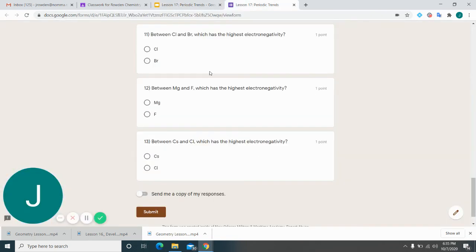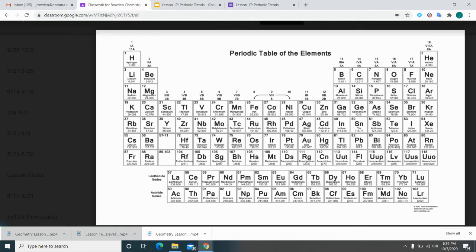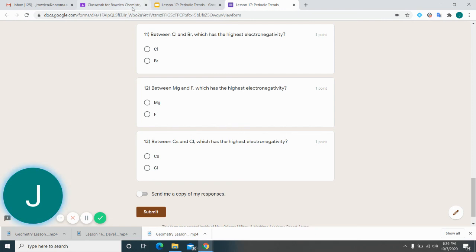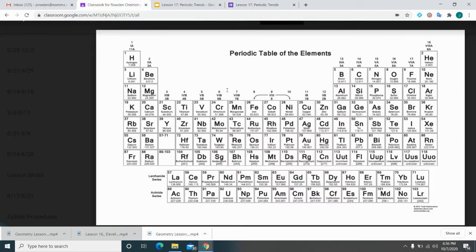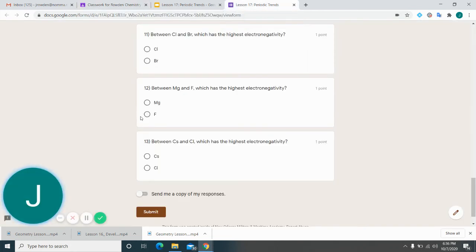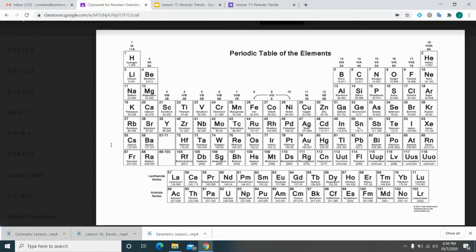So I want you to do these next 3. Press pause, go over these 3, and then I'll do them. Okay, so Cl and Br, once again, we're doing up and to the right is highest. So Cl is going to be our winner there. Mg and F. Once again, up and to the right is going to win. So Mg is over here, F is up and to the right. So for this one, fluorine will be our winner. And then Cs and Cl. Cs is way down bottom left, chlorine way up in the upper right. So the trend is up and to the right, so chlorine's going to win there.